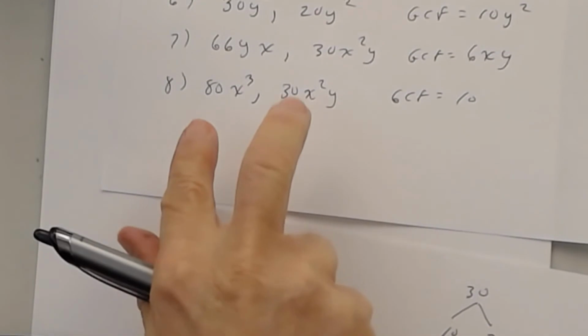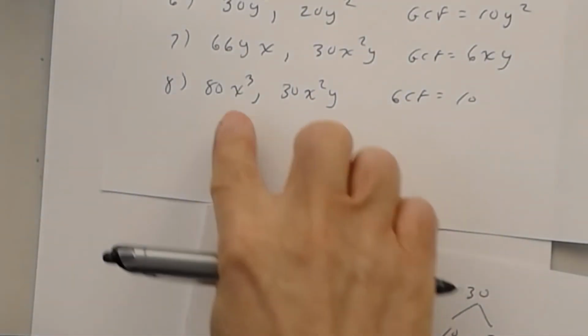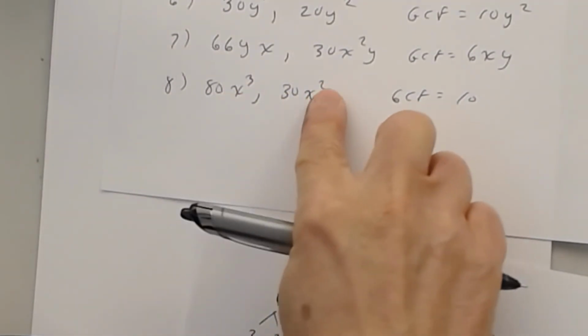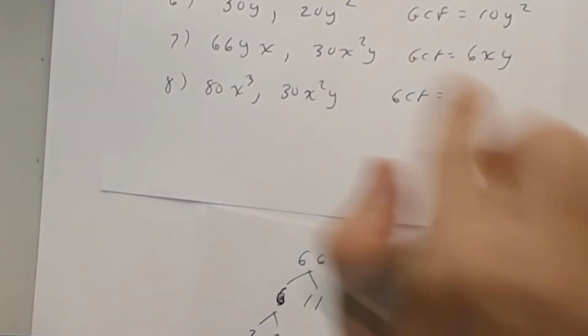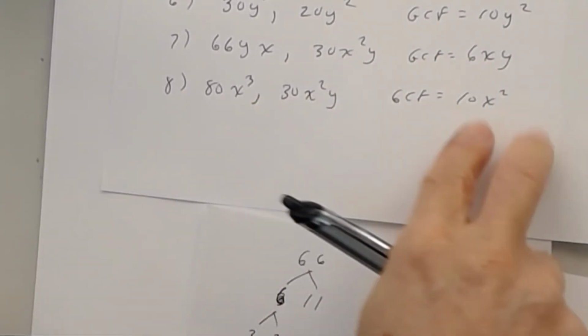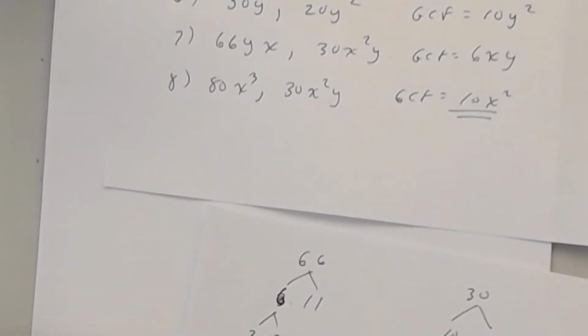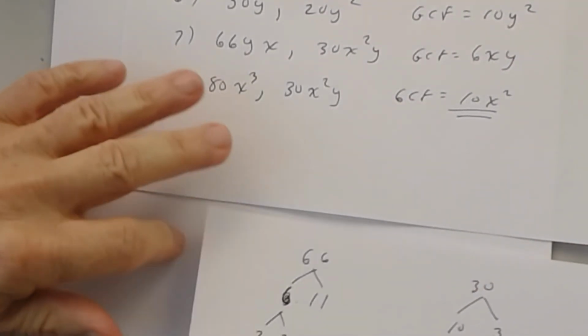And then let's talk about the x's. Do I have x's in both terms? Yes. How many do you have here? 3. How many do you have here? 2. How many do you need? 2. Very good. Do I have y's in both terms? No. So am I going to use any? No. So what's your GCF? 10x squared.